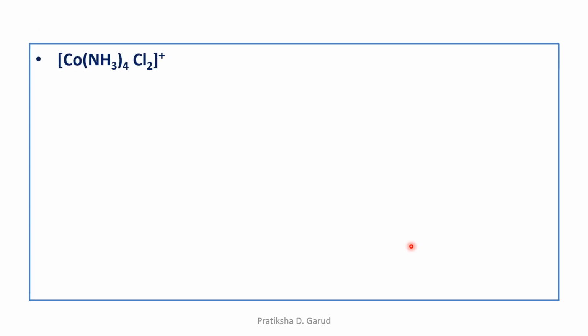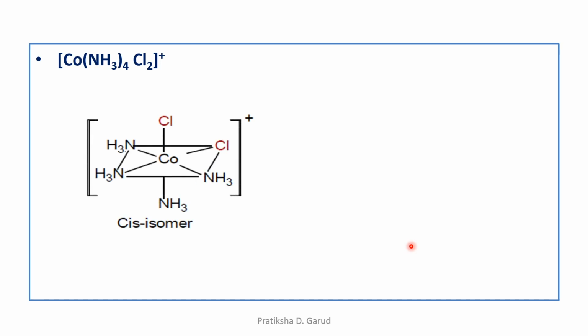So let's take an example. Its example is suppose [Co(NH3)4Cl2]+. So its structure is, now this is a cis isomer. At the center we are having the cobalt and it is attached to 4 NH3 and 2 chlorines. Now based upon this, the 2 chlorines are towards the same side, therefore it is called as a cis isomer. Its name is cis-dichlorotetraammine cobalt(III) ion.